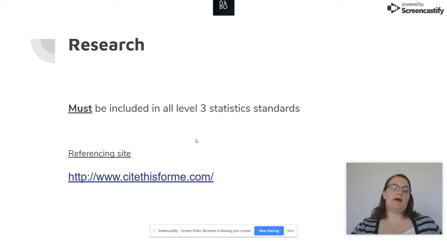We're going to look at that in our next video, and in our next video we will use this website, Cite This For Me, and we'll go through and have a look at how to use it and what is really expected in terms of a bibliography and citations in your work.